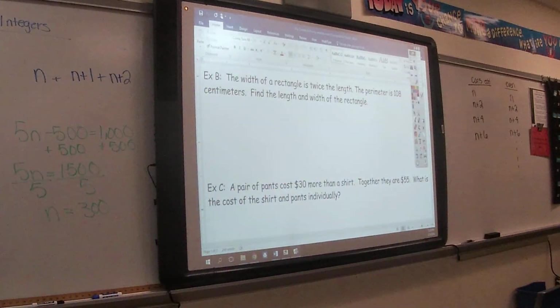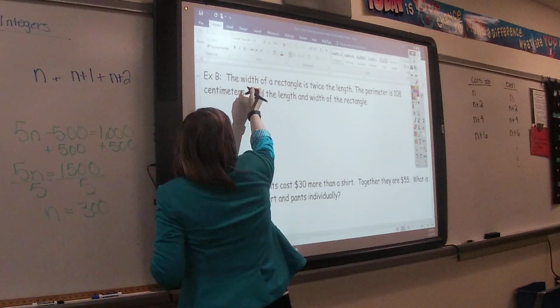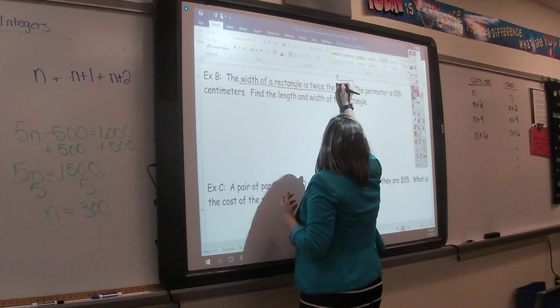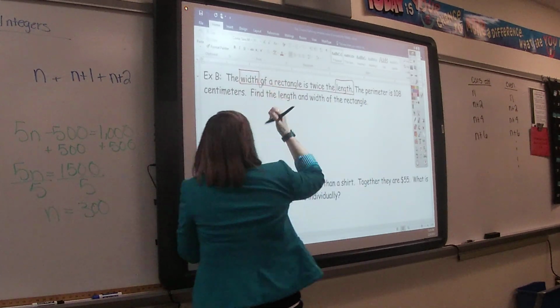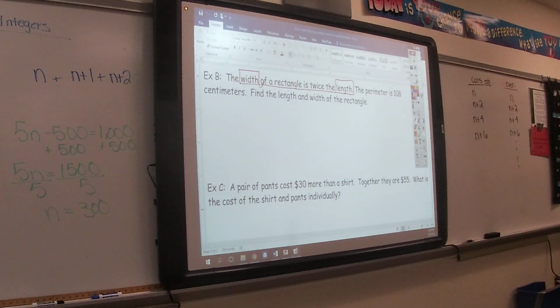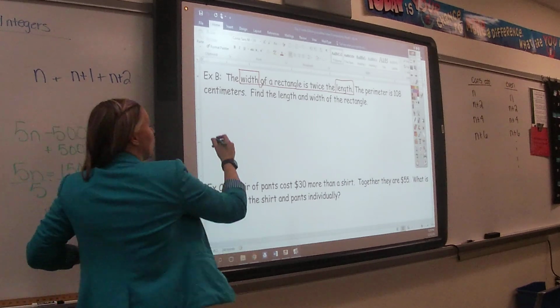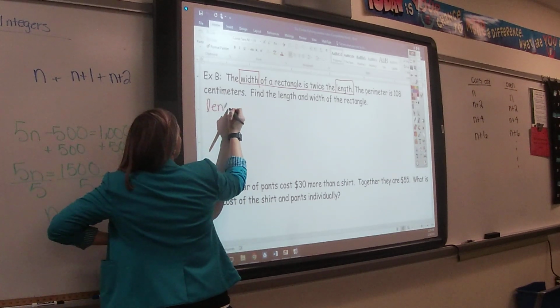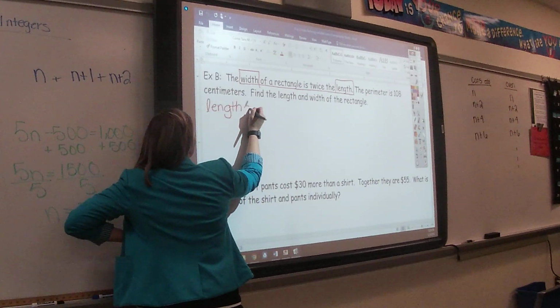So we have 2 unknowns, but those 2 unknowns aren't a pattern. The 2 unknowns are a relationship, where it's telling us the relationship right here. What do we read second? So that's what we're going to define first. What letter would we like length to be?